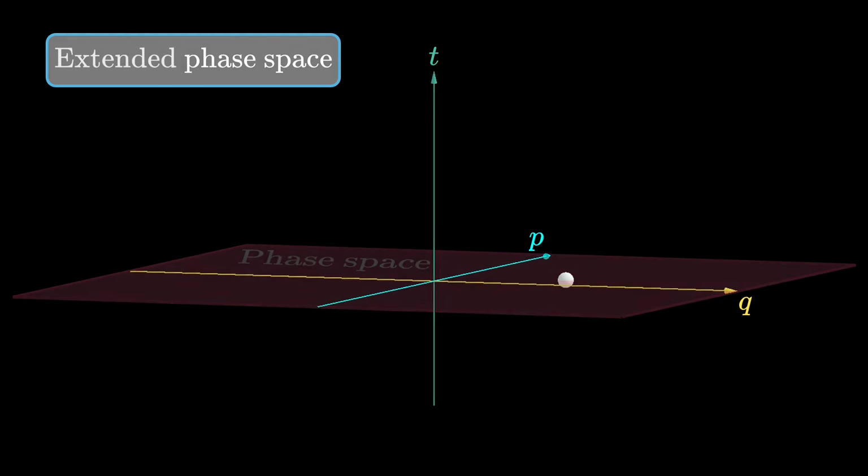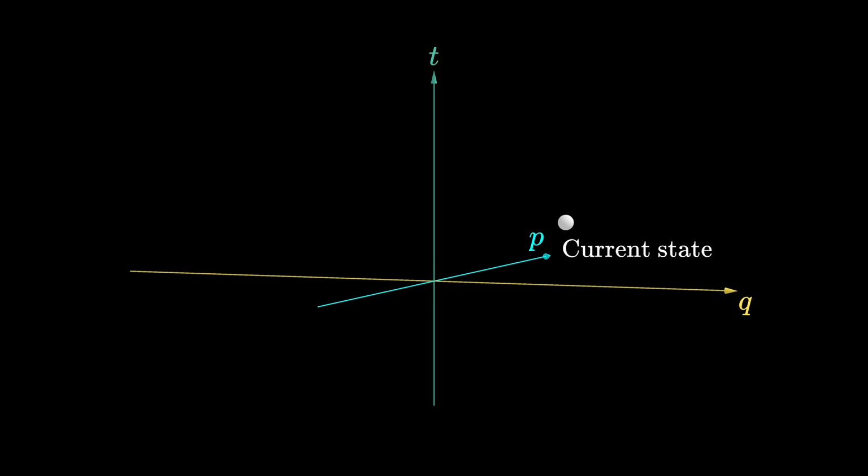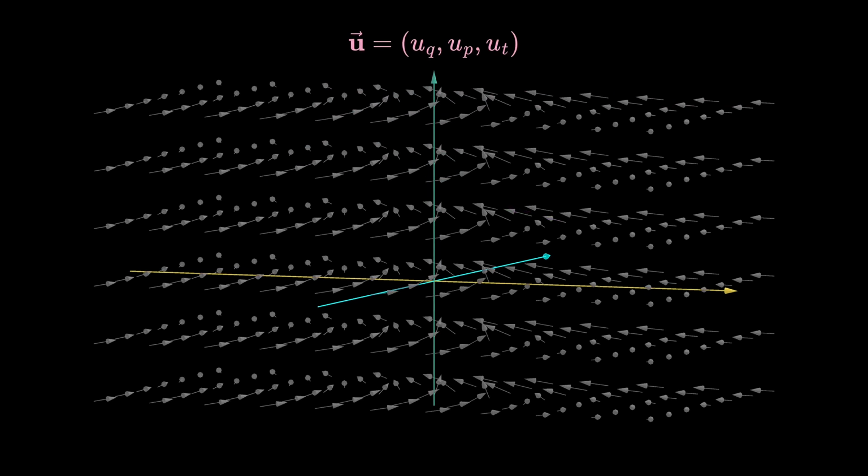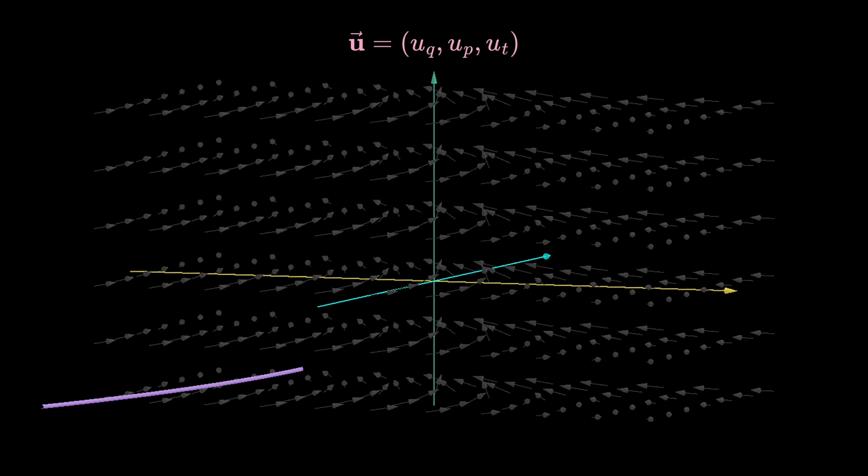If we do specify the time, then in principle, given the current state, we should know the state of the particle after a small time delta t. Dividing this displacement by time delta t, we obtain the velocity in the extended phase space, which we denote as u. The t component of u will always be 1 because t increments by delta t in time delta t. If we know the velocity u at every state, then u becomes a vector field. The state of the particle evolves through the extended phase space by following these vectors.